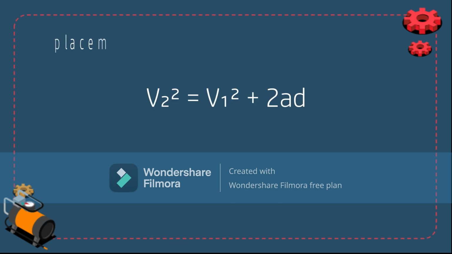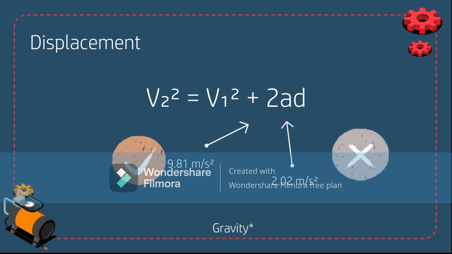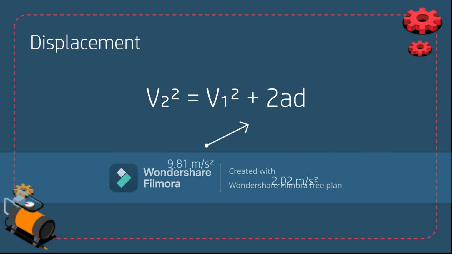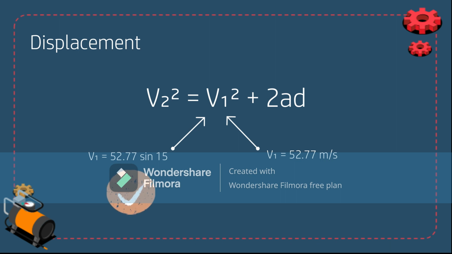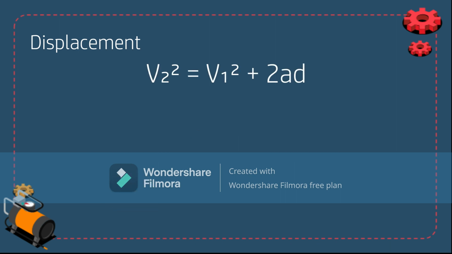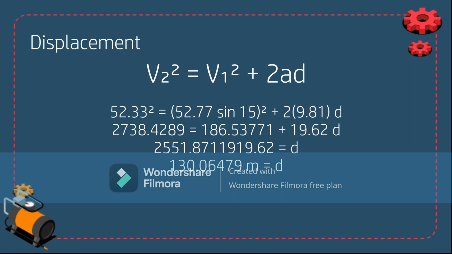And now, to calculate the distance, we have to make some changes. The acceleration won't be 2.02. It will be the acceleration of the Earth, and also the initial velocity we will have to make 52.77 sin 15, and with that we can have the displacement that happened. And if we do the calculus, we get a distance of 130 meters.